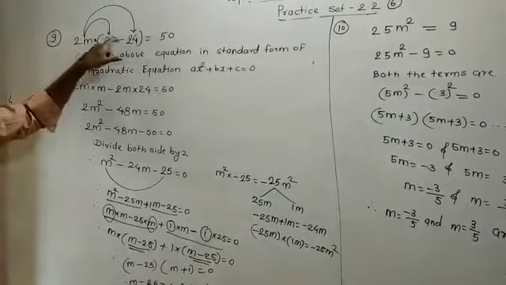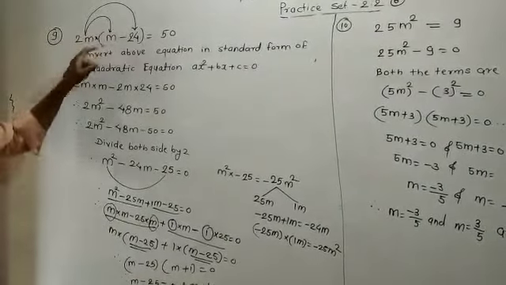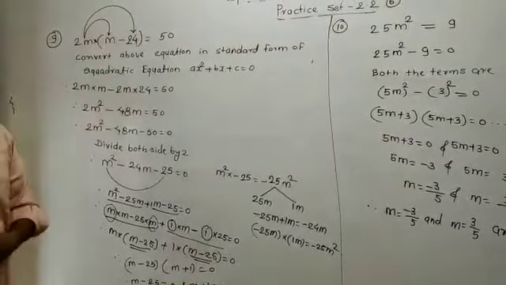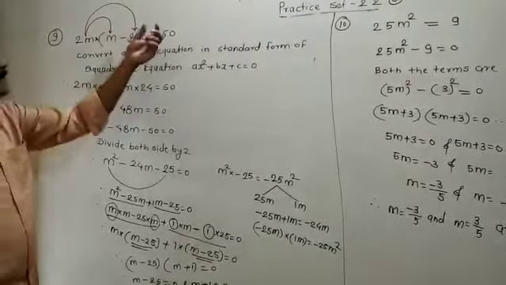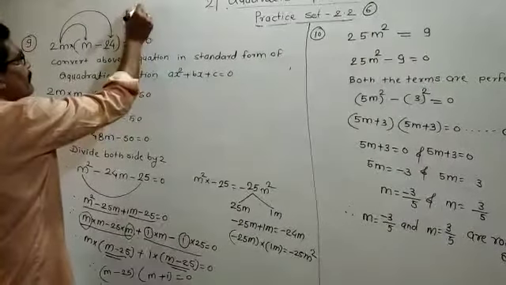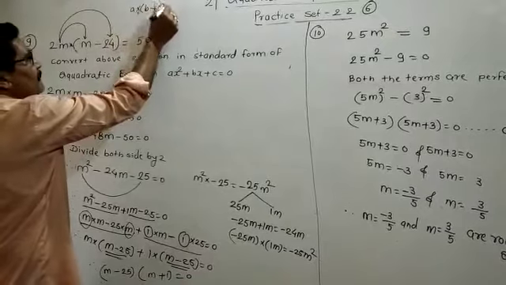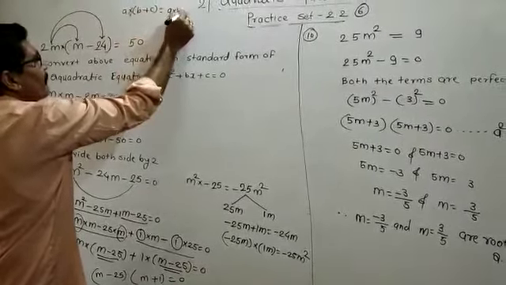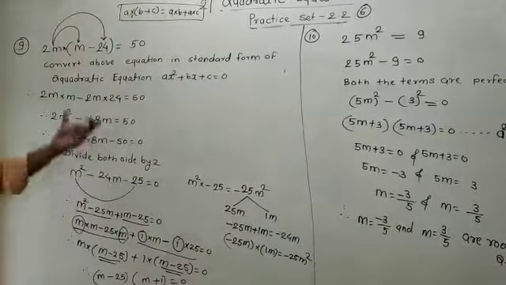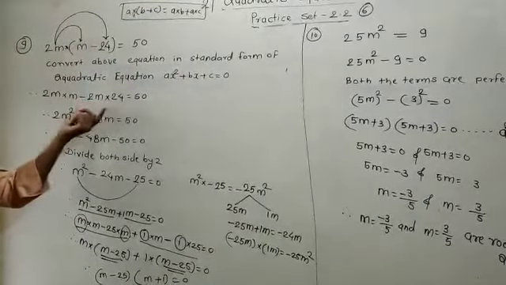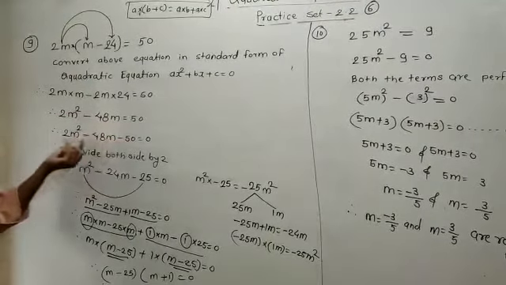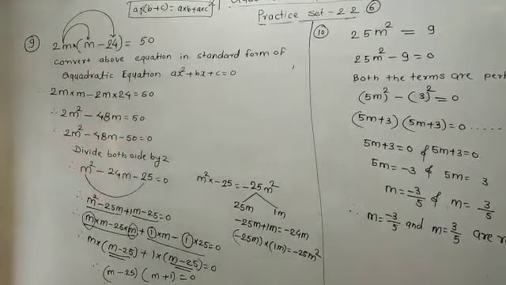2m multiplied by (m minus 24) means 2m multiplied by m, minus sign as it is, 2m multiplied by 24, is equal to 50. Means you have to utilize the distributive law: a multiplied by (b plus c) is equal to a multiplied by b plus a multiplied by c. Like this you have to utilize the distributive law and convert the above equation into the standard form ax square plus bx plus c is equal to 0.